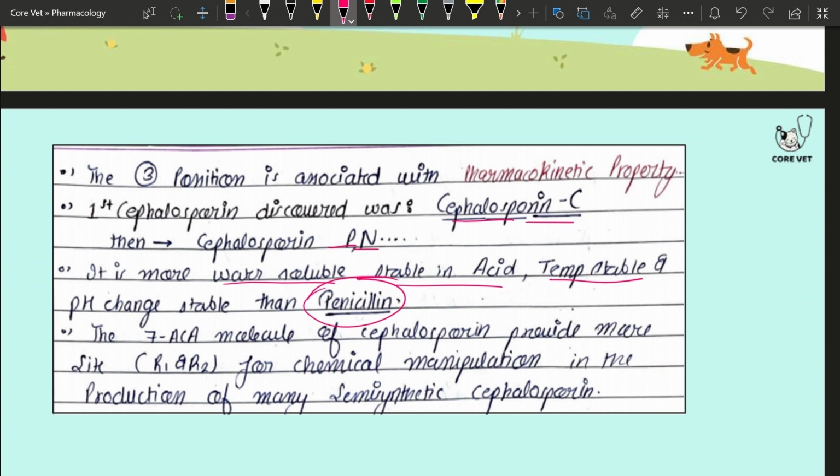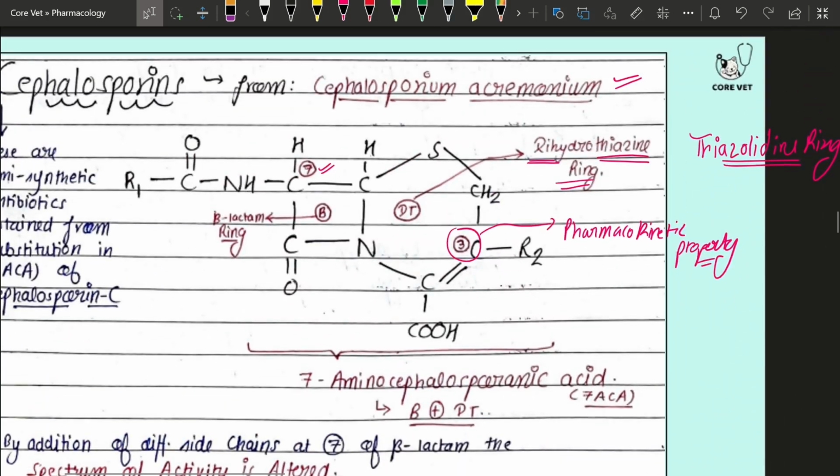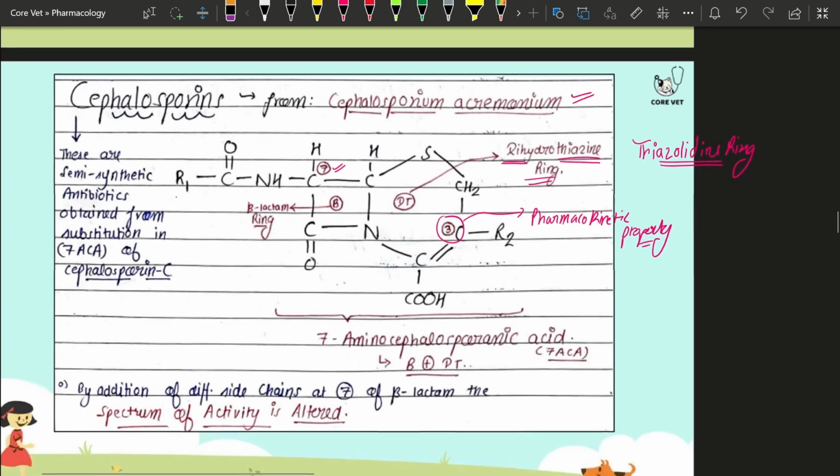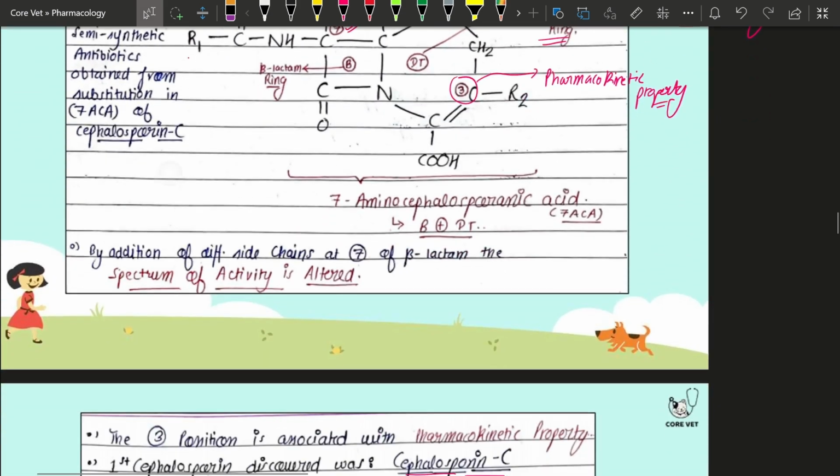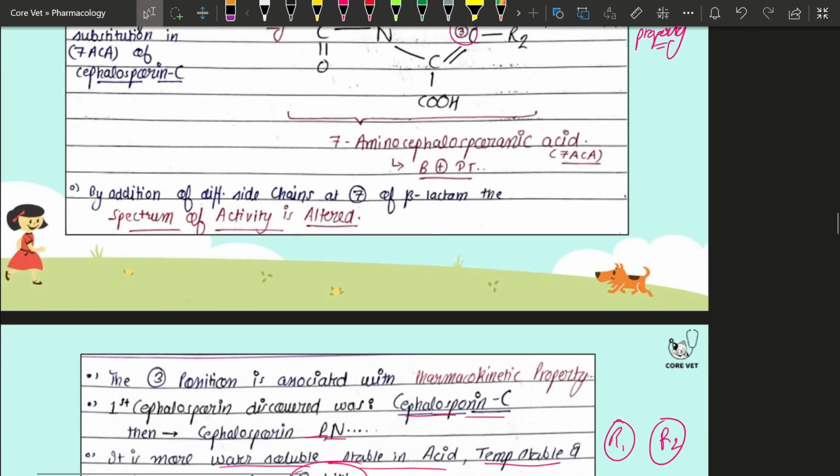In the structure of the penicillin, if you remember, there was only one site, which is named R1, but in the case of the cephalosporin, we have two sites, R1 and R2. Let me show you the structure once again. You can see here that R1 and R2, two sites, are there, while in the structure of the penicillin we had only one site, which was R1, right?